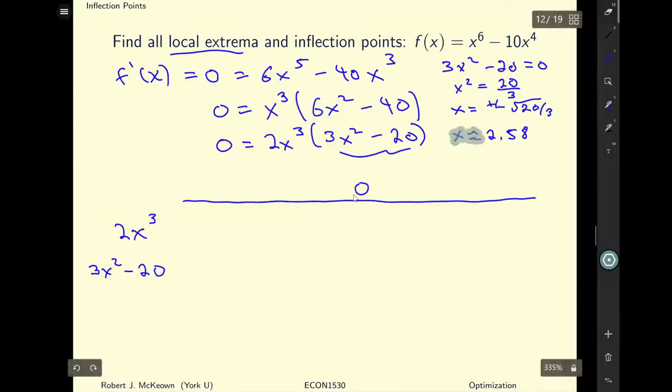Oh, and I forgot to write plus or minus, right? Because it's squared. And so if x is plus 2.58, that factor is going to be 0. And if it's negative 2.58, then that factor is going to be 0 as well. So I'm going to have 2.58 over here and negative 2.58 over there.